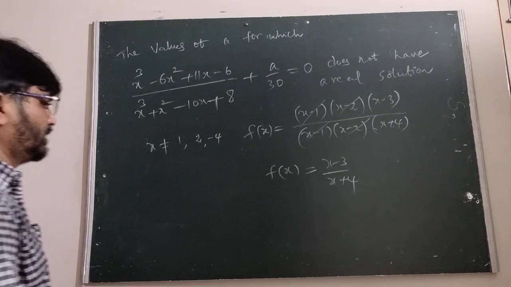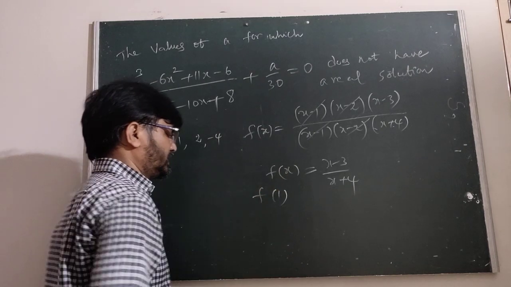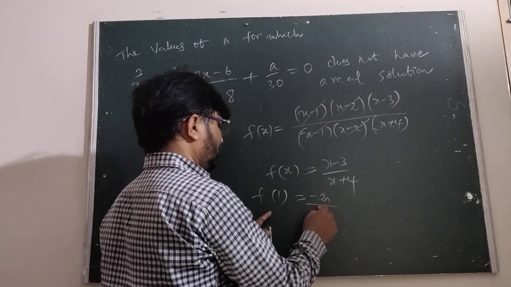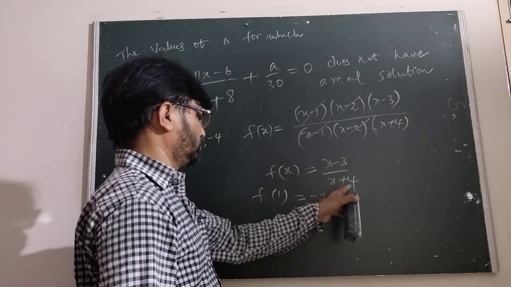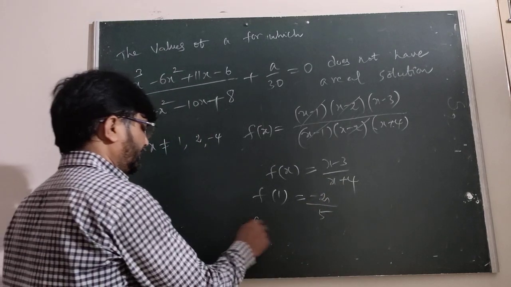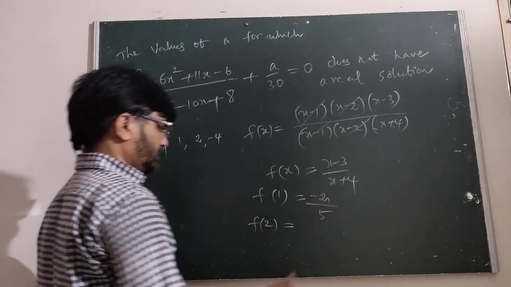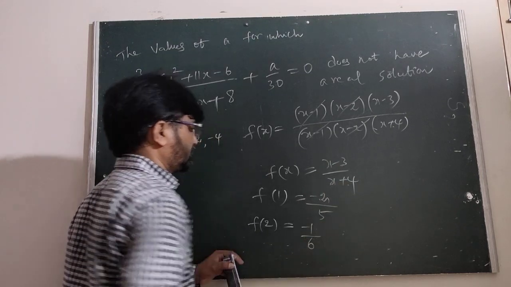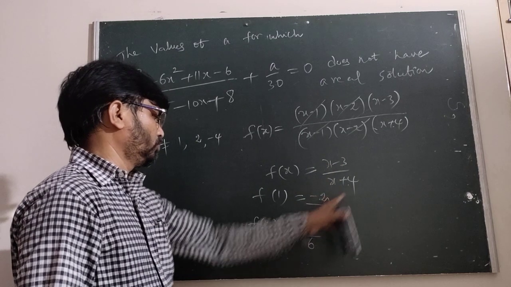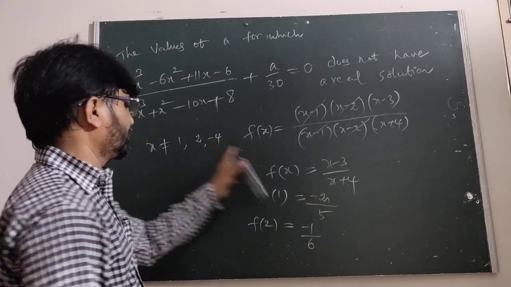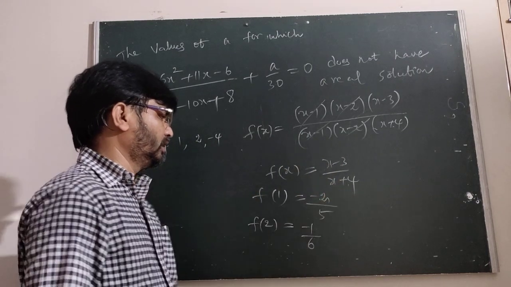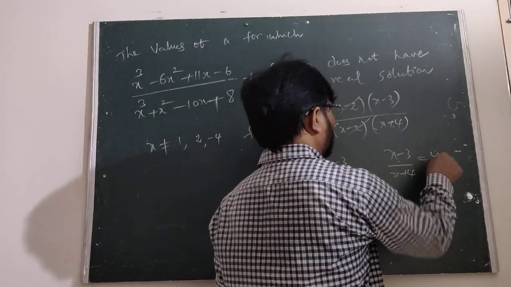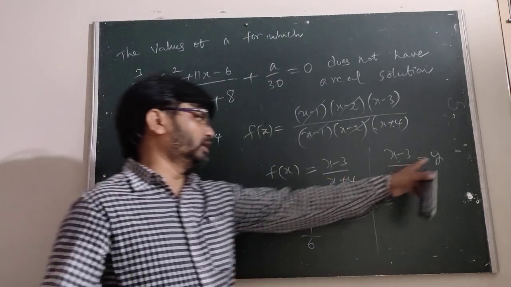Now we are finding the image of 1. f of 1 is 1 minus 3, that is minus 2, over 1 plus 4, that is 5. Now we are taking f of 2, that is 2 minus 3, that is minus 1, over 2 plus 4, that is 6. Now taking minus 4, undoubtedly this is undefined. In that case we are taking x minus 3 by x plus 4 as some y. The f of x we are taking as y.